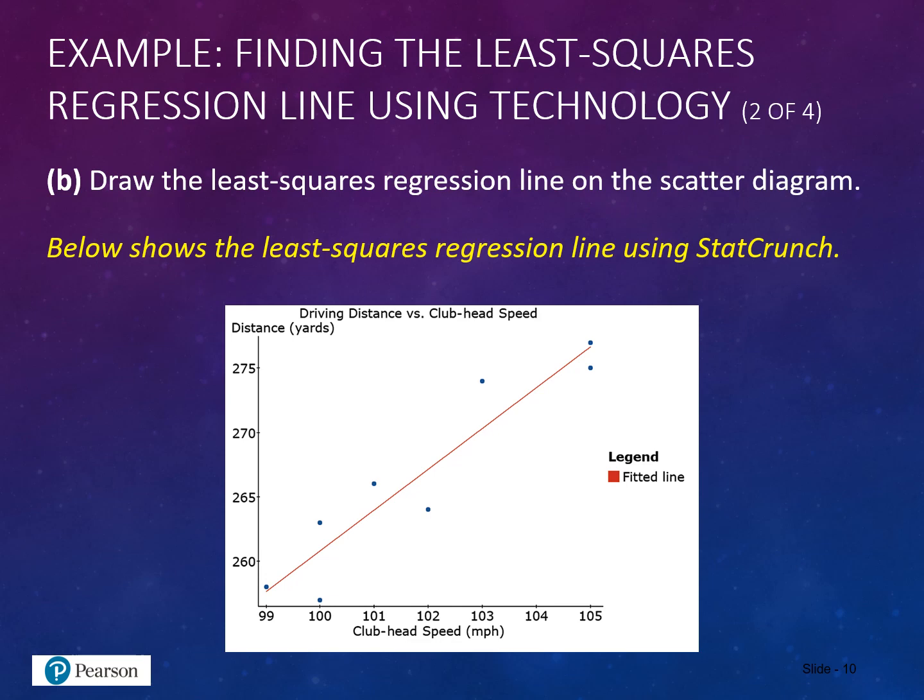Our next step is just to draw the least squares regression line on the scatter diagram of the data. Here you see the scatter diagram with all the points that we actually observed, and then we have the least squares regression line. This was done using StatCrunch.